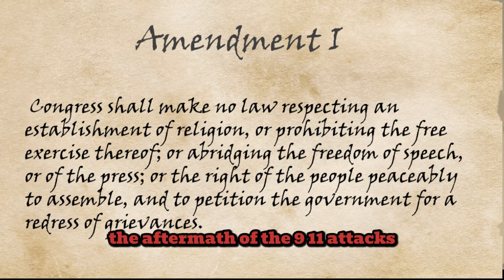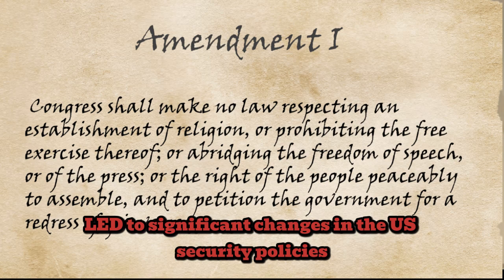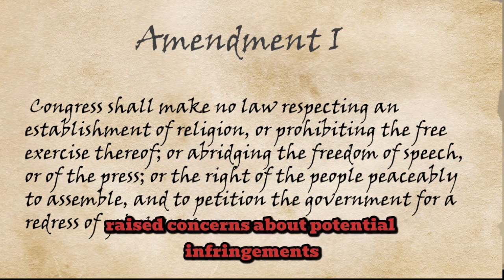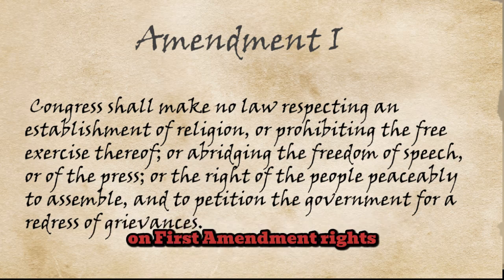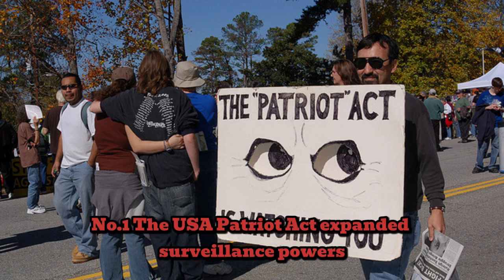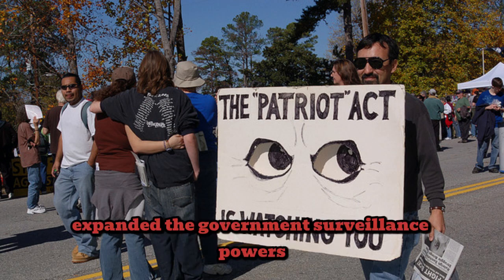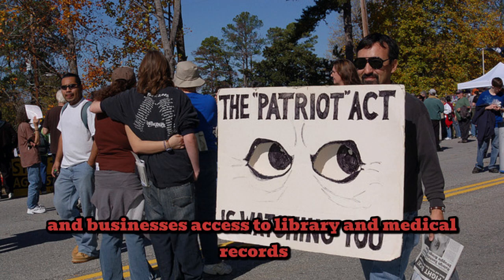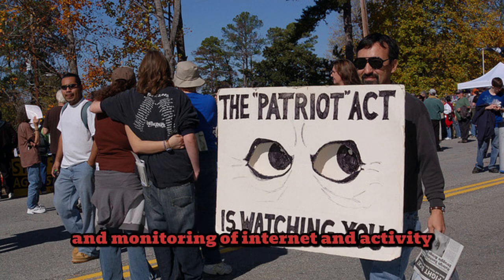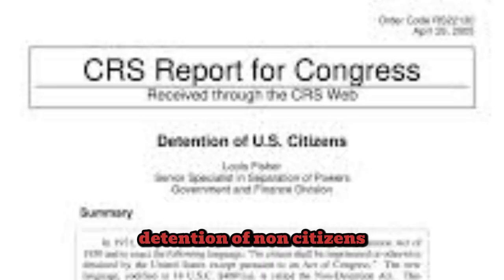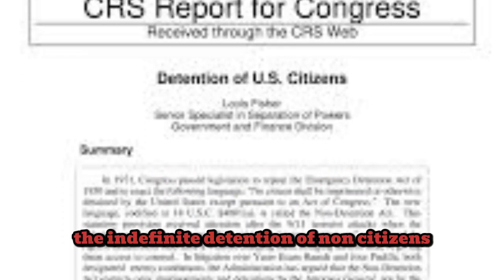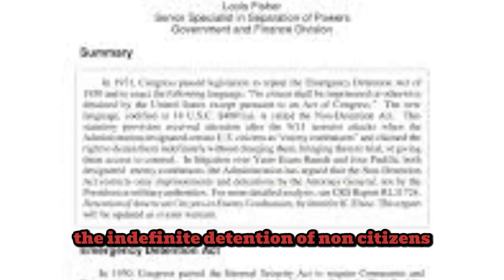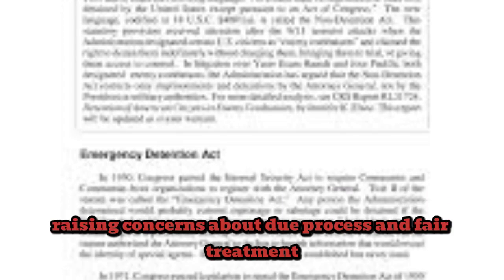The aftermath of the 9/11 attacks led to significant changes in U.S. security policies, some of which raised concerns about potential infringements on First Amendment rights. Number 1. The USA Patriot Act. Expanded surveillance powers. This act significantly expanded the government's surveillance powers, allowing for warrantless searches of homes and businesses, access to library and medical records, and monitoring of internet activity. Detention of non-citizens. This act allowed for the indefinite detention of non-citizens suspected of terrorism, raising concerns about due process and fair treatment.